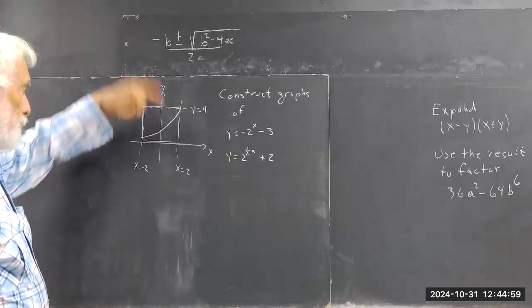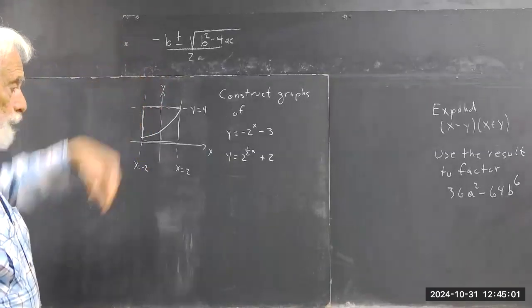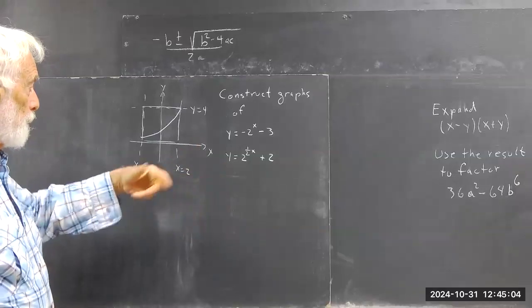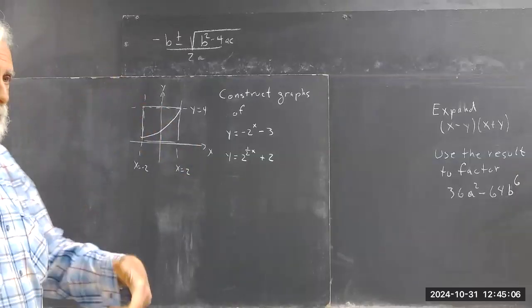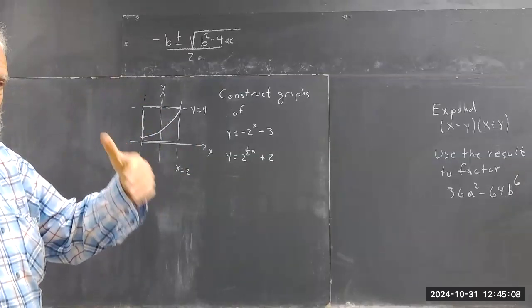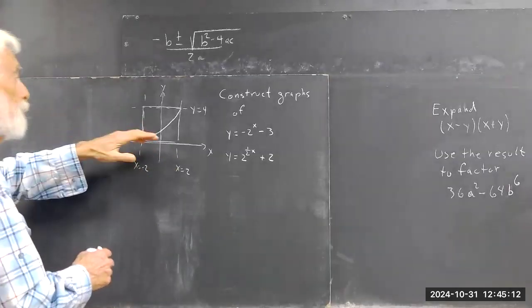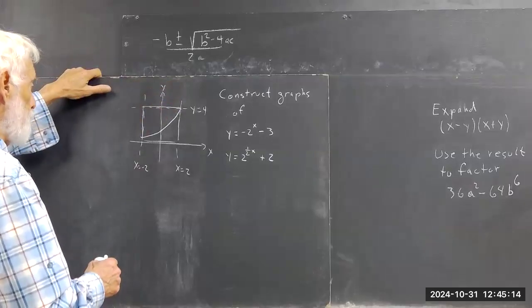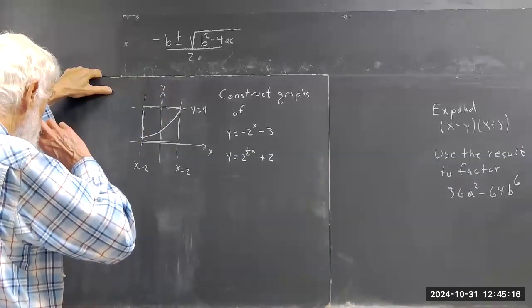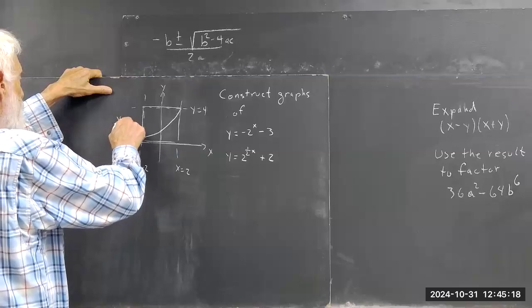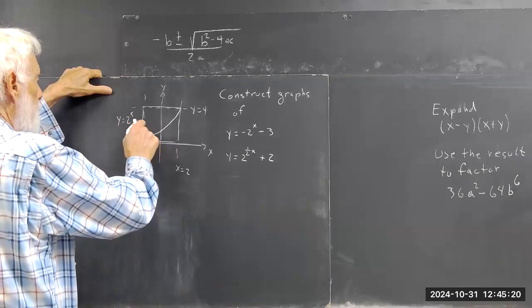And of course, we've seen that the points that you got here agree perfectly with the points you get if you plug in x equals negative 2, negative 1, 0, 1, 2. So the points that we get from the construction agree with the points in the table. So this is y equals 2 to the x.